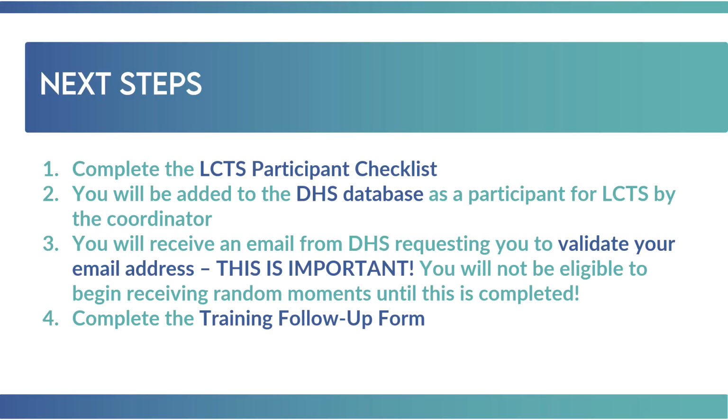At this point, you should have completed both parts of the LCTS training, the overview of the program with the random moments, and now the code selection training. Your next step is to go back to the website where you accessed this training and complete the participant checklist and the Google form. These forms confirm your eligibility and are required before you can begin receiving random moments. Once those are submitted, you'll be all set to participate.